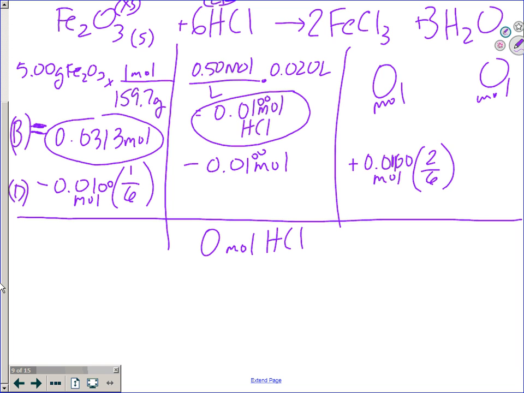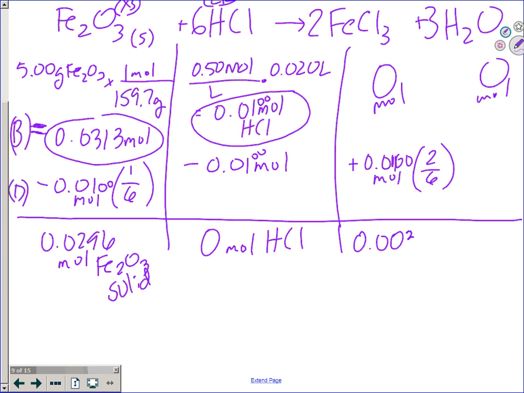You have what of this left over? I can math for you. 0.0313 minus a sixth of 0.01 should leave you with 0.0296 moles of Fe2O3 solid. I'm writing solid there so it stands out when I start to look at the analysis side of things. This is made in a 2 to 6 ratio, so you're making 0.00333 moles of iron 3 chloride. And then blah, blah, for water.